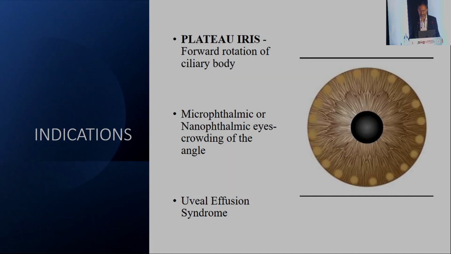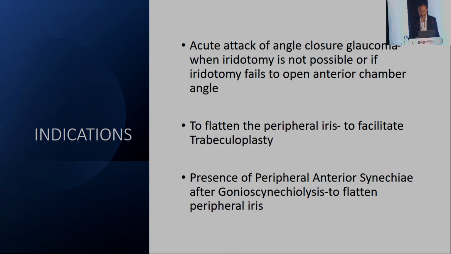So what are the indications? Plateau iris, which is the forward rotation of the ciliary body; microphthalmic and nanophthalmic eyes with crowding of the angle; uveal effusion syndrome; acute attack of acute angle closure glaucoma where iridotomy is not possible or iridotomy failed to open the anterior chamber angle; to flatten the peripheral iris to facilitate trabeculoplasty; and the presence of peripheral anterior synechiae, after goniosynechialysis, to flatten the peripheral iris.